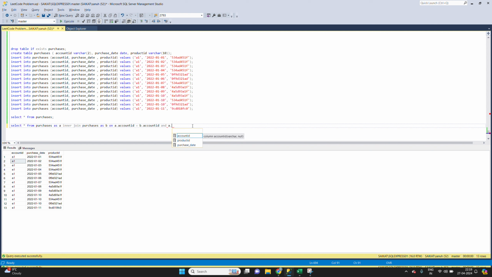A.purchase_date must be greater than or equal to B.purchase_date. So basically, if you look at the third row, I'm saying join this row with the previous rows. That's what we need, right? We need to check how many unique products there are till the current row. So I'm joining this row with all the previous rows. When I'm at the 13th row, it will be joined with all the previous rows, right?